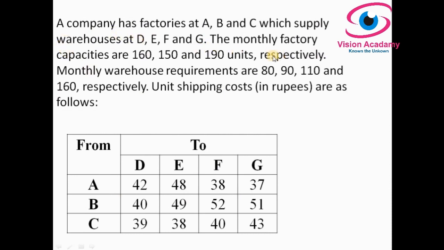This is the problem we have to solve today. Here we have three factories A, B, C, which supply to warehouses D, E, F, G. The monthly factory capacity is 160, 150 and 190 respectively. Factory A capacity is 160, B is 150 and C is 190, and the monthly warehouse requirements are 80, 90, 110 and 160 respectively. The unit shipping cost is also given in the cost matrix.